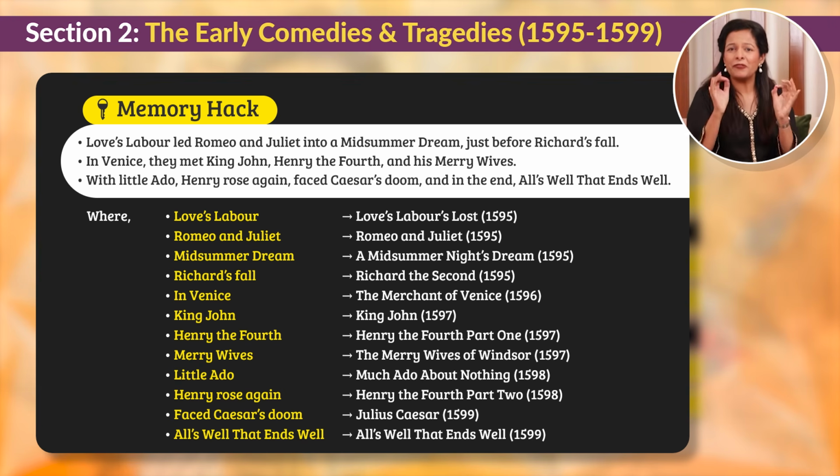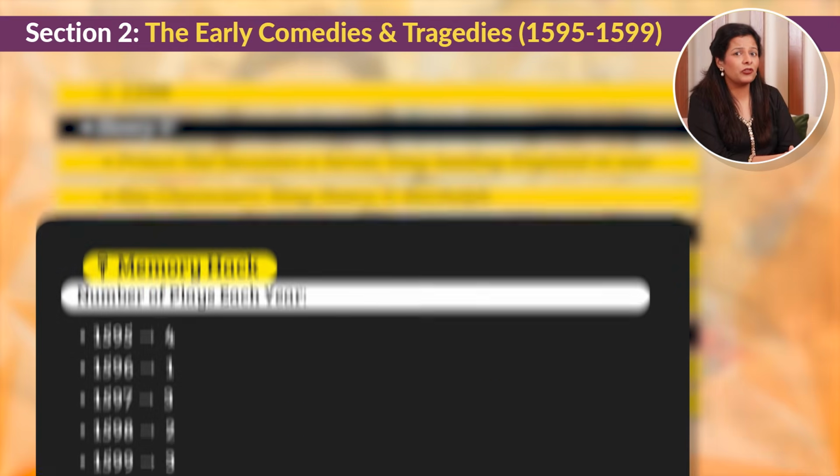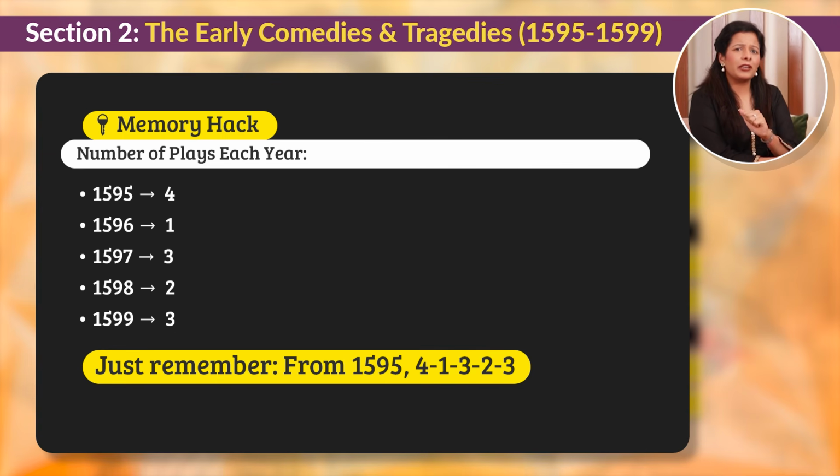It may not make perfect sense as a story, but remembering the sequence will help you recall the chronology well enough to tackle chronology exam questions with confidence. To remember the years, remember the sequence 41323 from 1595 for the number of plays written each year. And just like that, we are through with the first 21 plays.